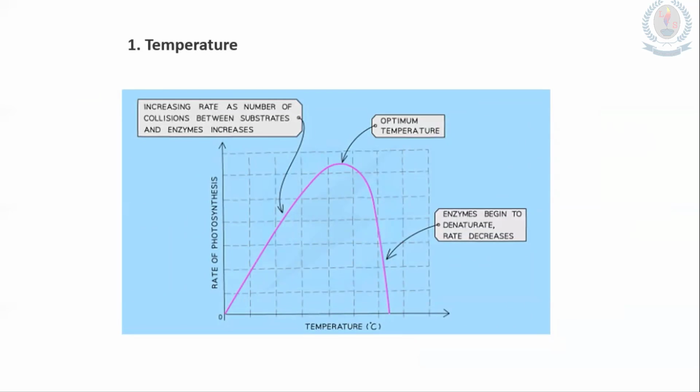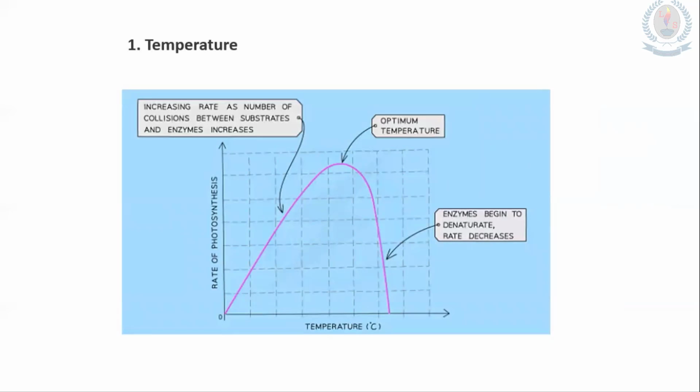Now we will see the effect of temperature. Children, now check this graph. The Y-axis is the rate of photosynthesis. The X-axis is the temperature. With the increase of temperature, what happened to the rate? It has increased up to a certain point. At this point, the temperature is called the optimum temperature. Why does the rate increase? Because the kinetic energy of the raw materials is increased, so more successful collisions can happen between these reactant molecules.